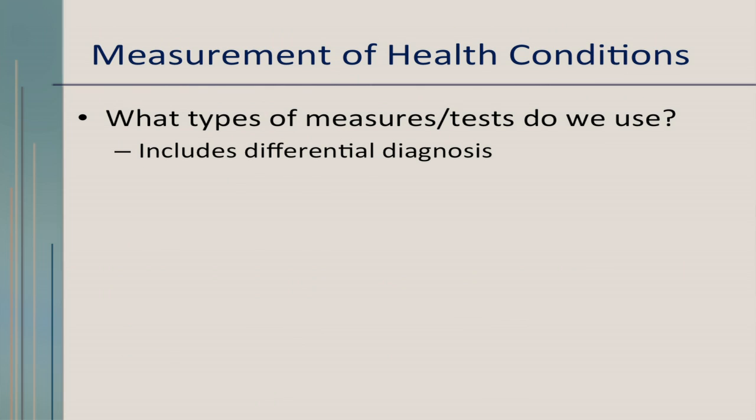So, measurement of health conditions. What types of measures or tests do we use? This would include differential diagnosis. So again, this is the primary diagnosis. How are these primary diagnoses derived? This could be something as simple as a differential blood test of some kind. It could be through X-ray. Certainly we have access to MRIs, CT scans, and those kinds of things.